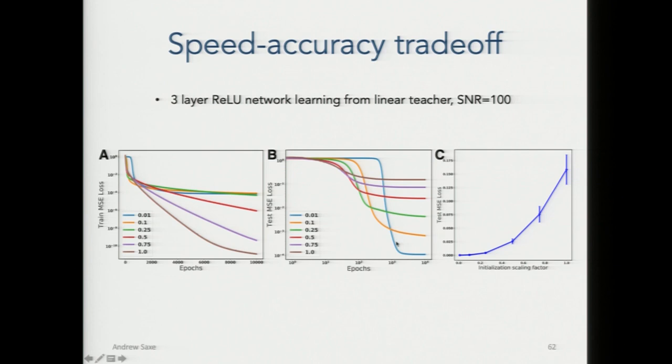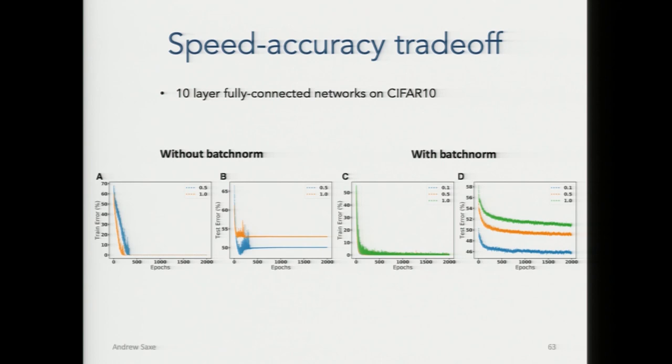And if you look at the generalization performance as a function of the initialization scale, then again, you see what we expected. It's increasing as you increase your initialization. So that's still for gradient descent, still for a simple three-layer network. You might wonder if it transfers to a full case. So here is probably the most complex network we've tried. This is a 10-layer fully connected network trained on CIFAR-10.